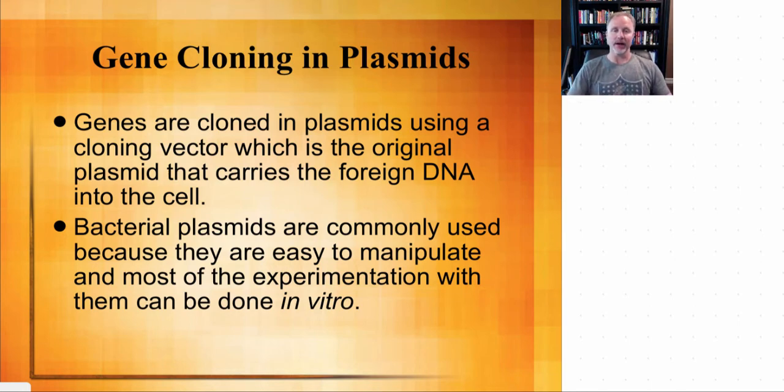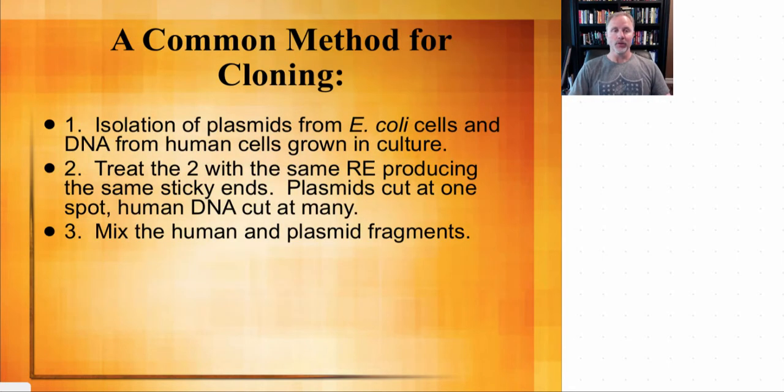A lot of times plasmids are used because they're very easy to manipulate, and a lot of the experimentation can be done right in the laboratory with them. Okay? So the common method used for cloning is to isolate the plasmid within the E. coli cell that you're after, and then you take the DNA from the particular organism that you're going to insert. In this example, it could be human DNA, so you're getting a gene that you're going to try to clone using the bacterium and the plasmid.